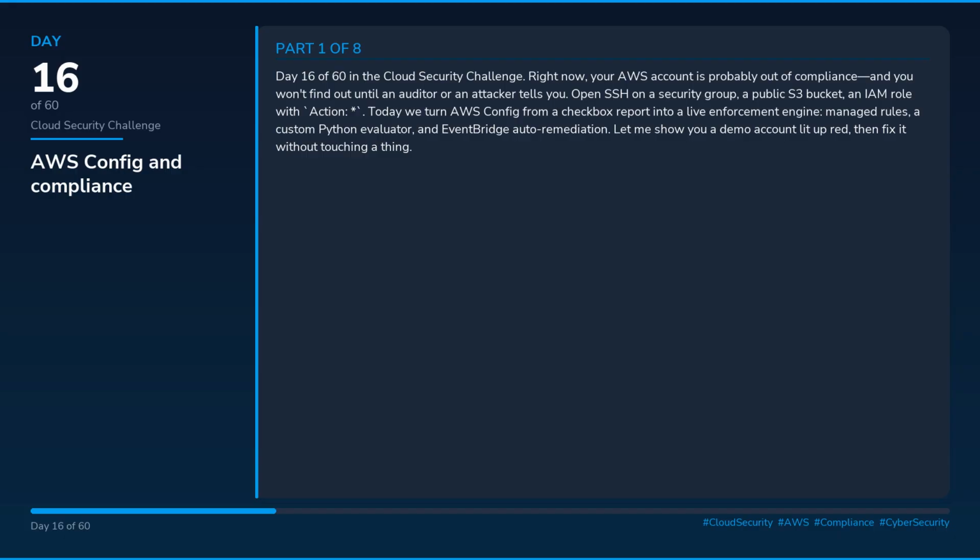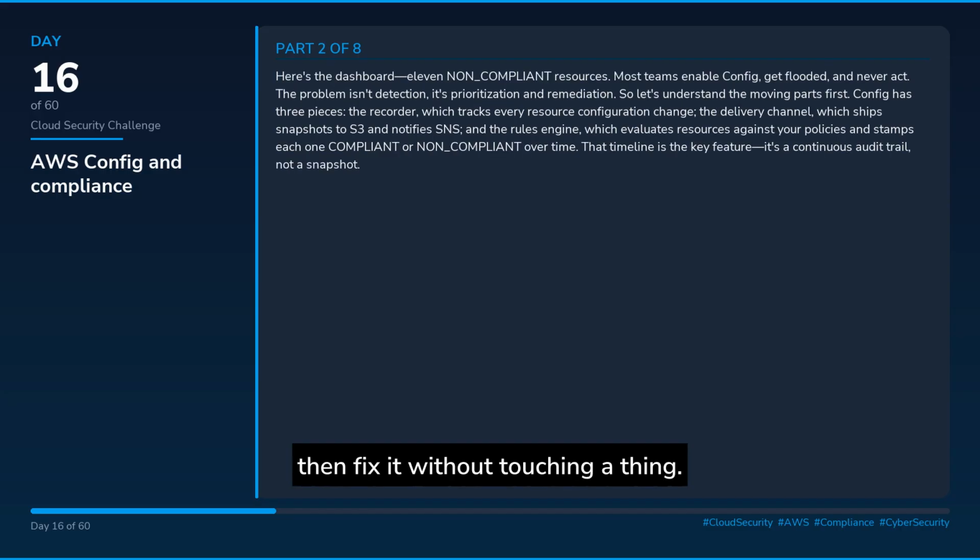Today we turn AWS Config from a checkbox report into a live enforcement engine: managed rules, a custom Python evaluator, and EventBridge auto-remediation. Let me show you a demo account lit up red, then fix it without touching a thing. Here's the dashboard, 11 non-compliant resources.